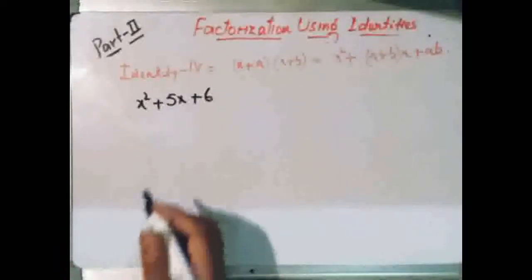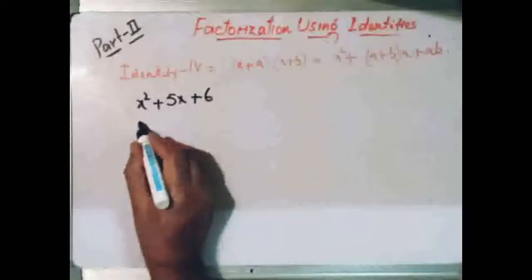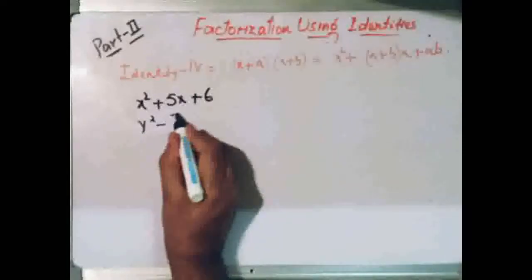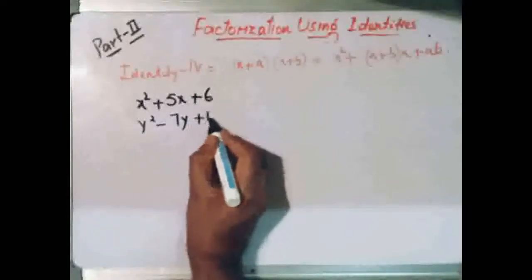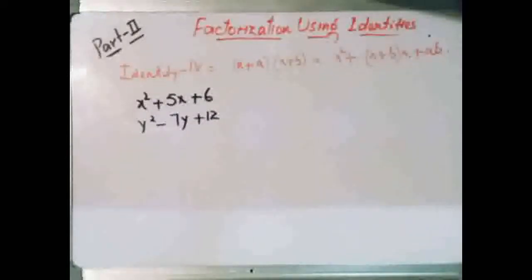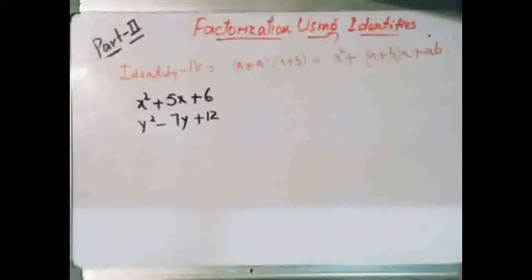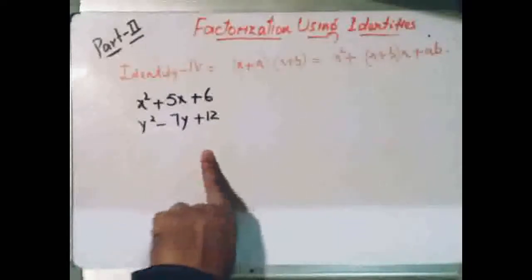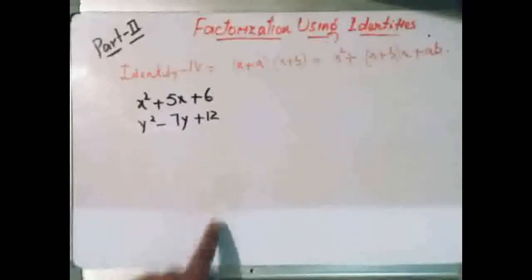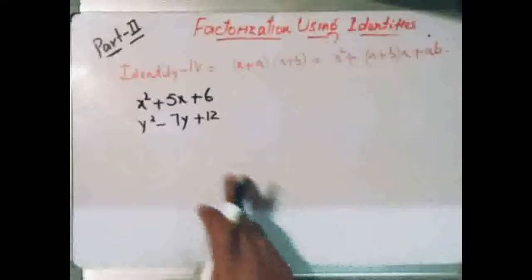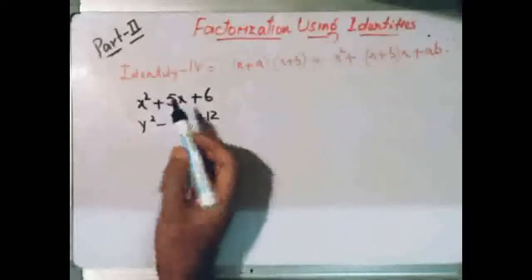I will put down another example. For example, y square minus 7y plus 12. This is another expression. Here also, identities first, second and third that we discussed in the previous video lecture cannot be applied. We can see here that it is not a case of perfect squares, so we cannot use those three identities.